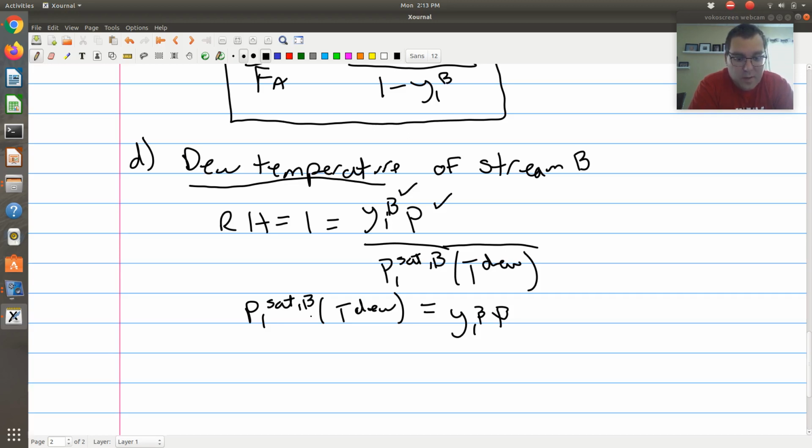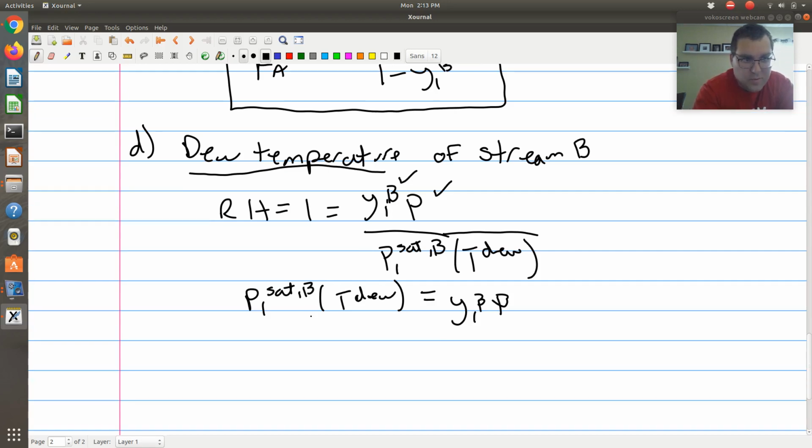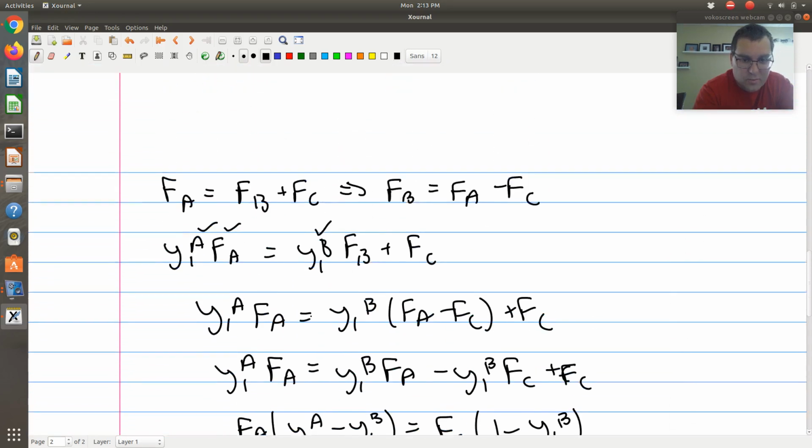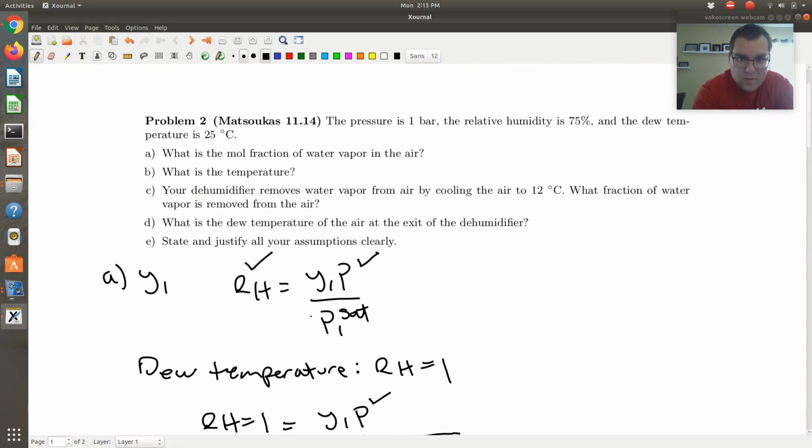Now this does seem a little odd if I haven't goofed anything up, because the dew temperature would just be the same 12 degrees C, since we're assuming that the system has a relative humidity of 1 at the exit. So unless I've overlooked something, D should just be 12 degrees C, because we're assuming that we're at saturation at that exit. Okay, cool.